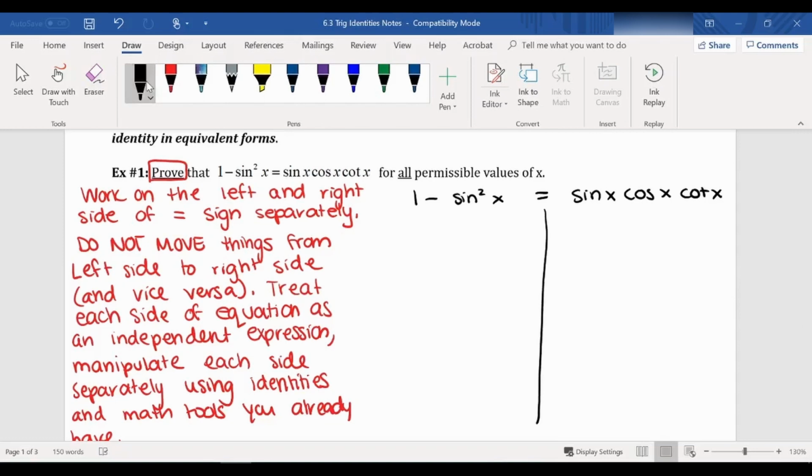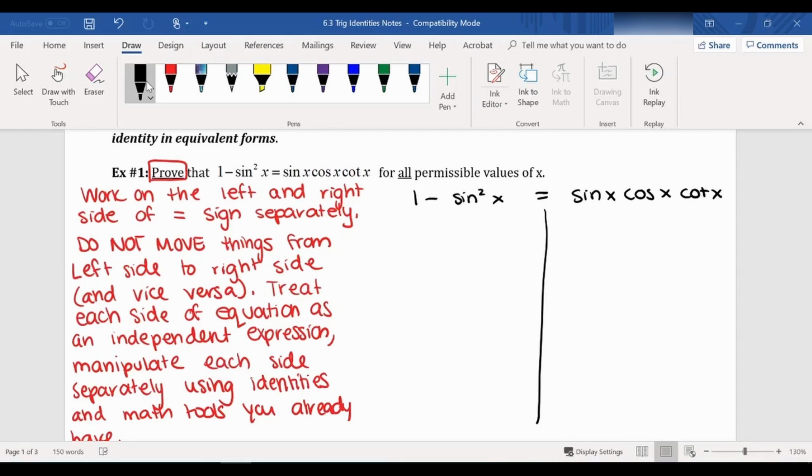So I'm going to draw my line down the middle, and I'm going to treat this like a brick wall. I cannot move things across the brick wall. I'm allowed to work on the left of the brick wall, and I'm allowed to work on the right of the brick wall. And my goal is so that both sides will eventually be equal. I cannot move things across the brick wall. If it helps, you can literally cover up one of the sides and only work on the other, and vice versa. We are still allowed to manipulate both sides, but we must do so independently.